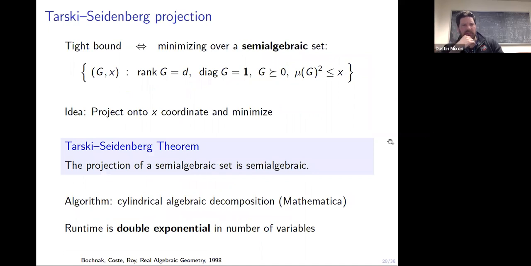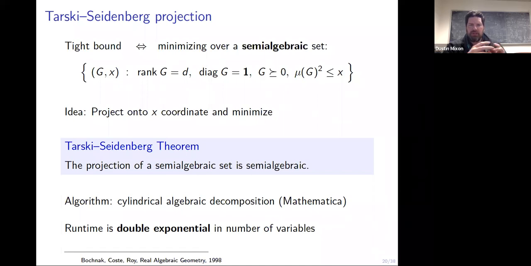So this is actually a pretty neat thing. The set of Gram matrices consists of rank D matrices. The diagonal is going to be all ones, and it's going to be positive semi-definite. I want you to also consider all possible x's for which the square of the coherence of G is less than or equal to x. So we're looking at all possible ordered pairs of Gram matrices and upper bounds on the square coherence of G. This is a semi-algebraic set.